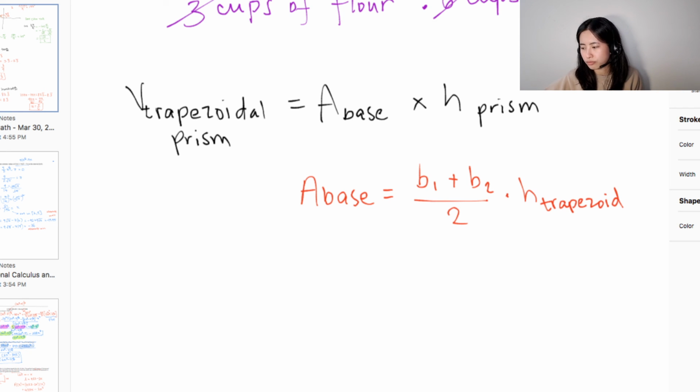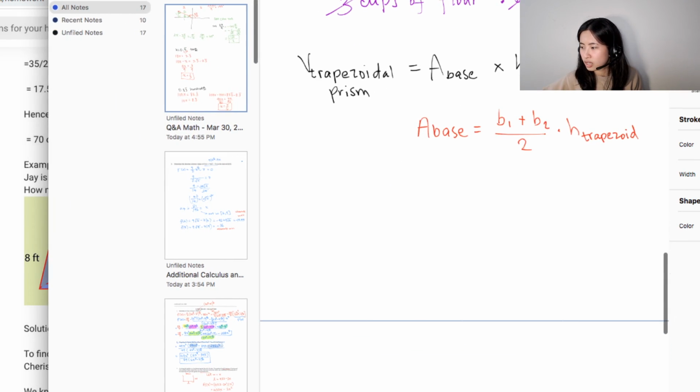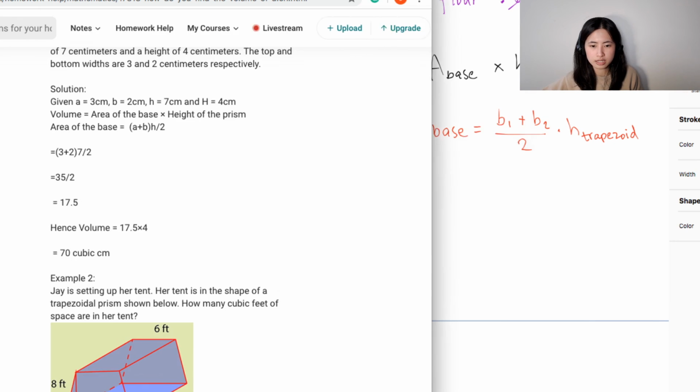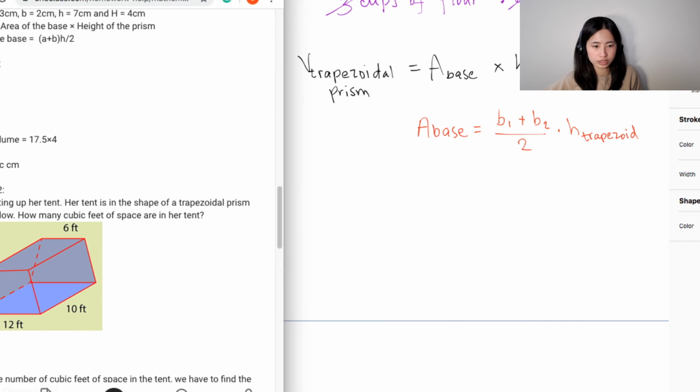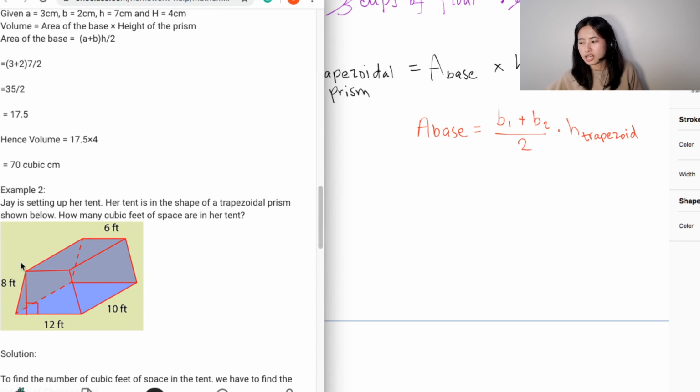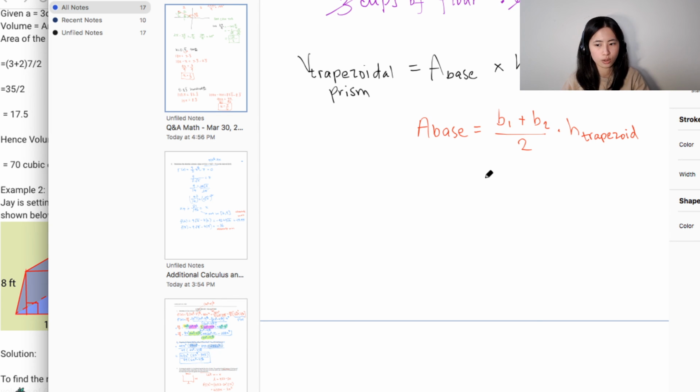Okay, so going back to the figure, let me see if I can squeeze this. Can you guys see this? I would have to make this smaller. Okay, great. So hopefully you guys can see this. If you're looking at the base, you know that this is 6 over here, this is 6 over here, therefore this has to be 6. So one of the bases of the trapezoid would be 6 feet, and the other one would be 12. So base 1 would be 6 or 12, doesn't really matter, and the other base would be 12 or 6. So I'm taking 6 plus 12 divided by 2.